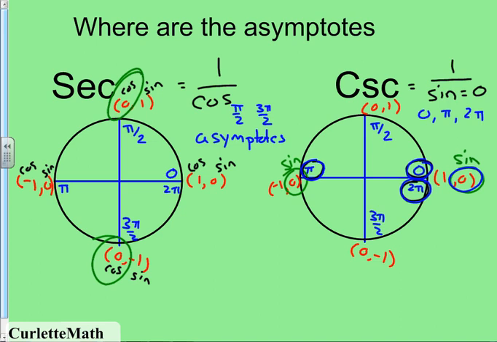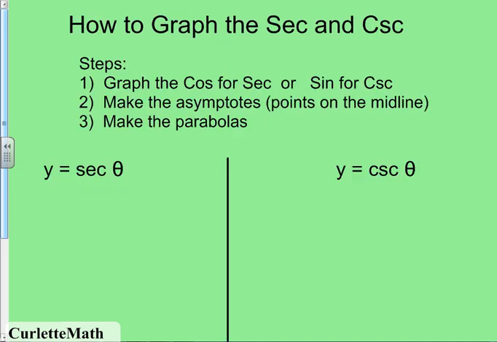Let's see how we're going to graph these functions. We're going to graph them with 3 very simple steps. For the secant function, we're going to graph a cosine function first. And when we want to graph a cosecant function, we're going to graph a sine function first. Our asymptotes are going to be where the functions hit our midline. Then we'll have some points left over. At those points, we're going to make parabolas, and they'll open either up or down.